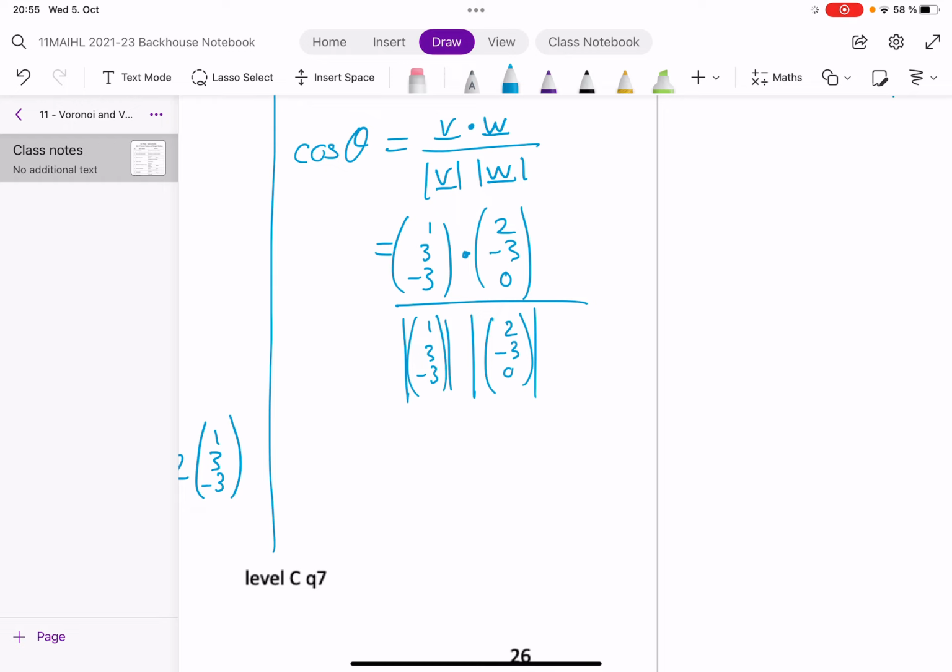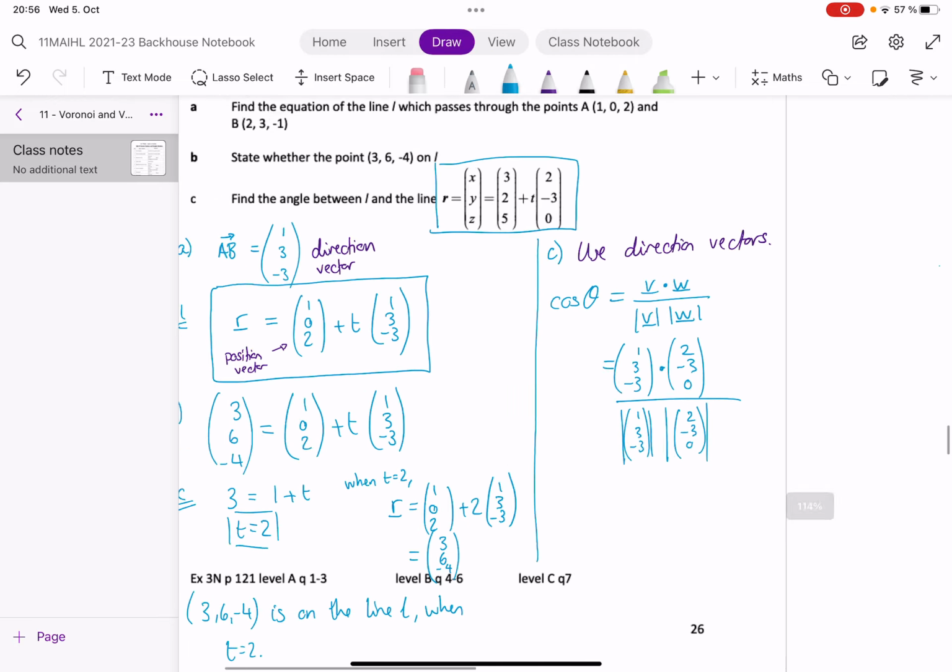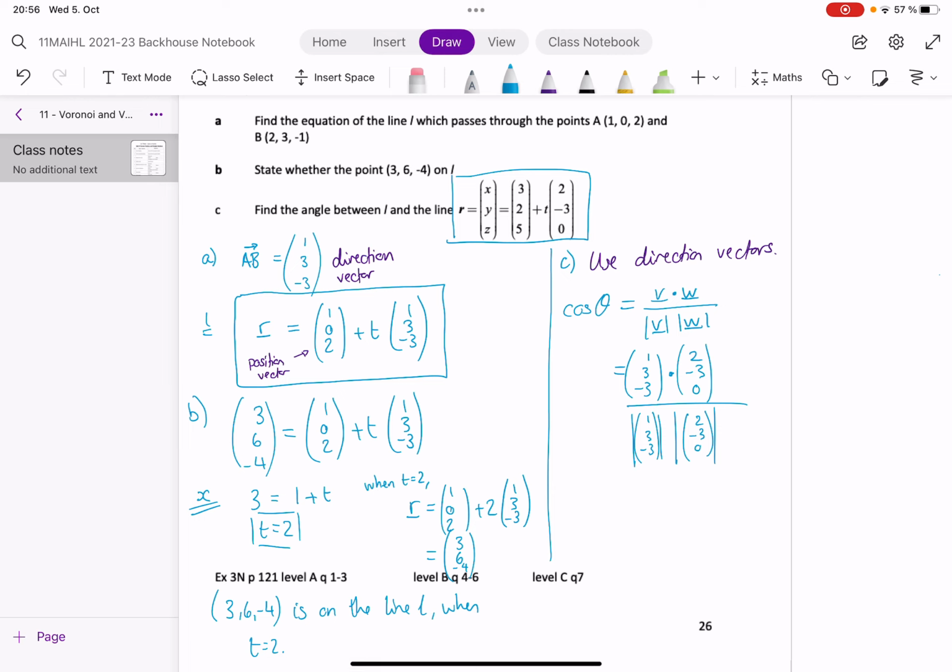I will put up the answers on OneNote for that, so you don't need to watch me going through all the steps on the calculator for that. So yeah, we're using the direction vectors because that's the bit that's important. In reality, these are 2 lines in 3 dimensions. While we're finding the angle between them, there is no guarantee that they will be crossing.